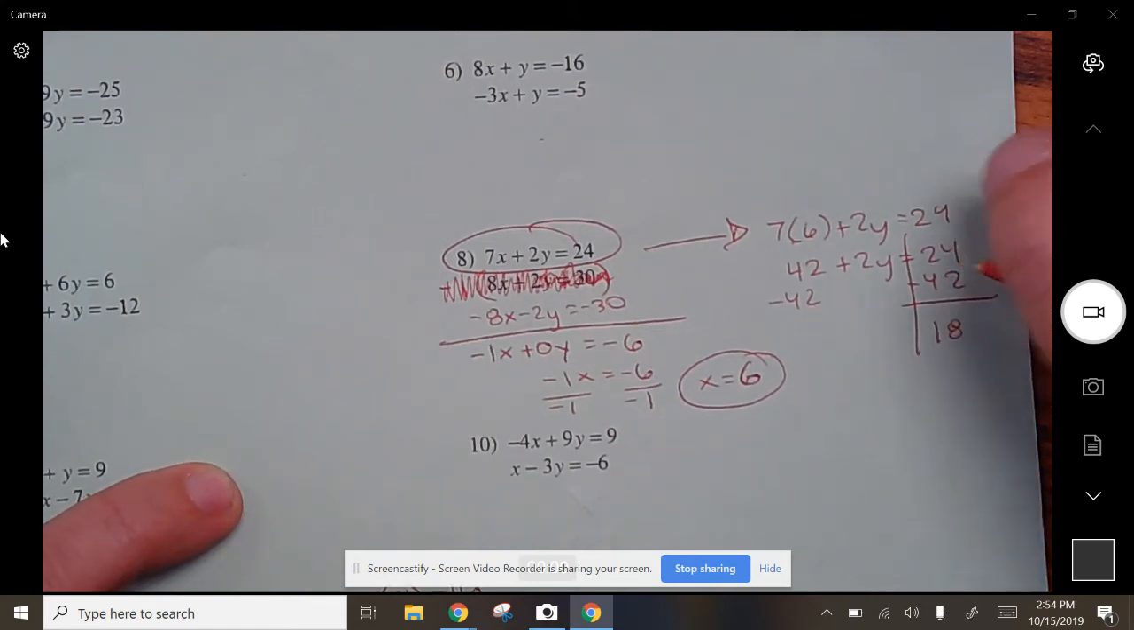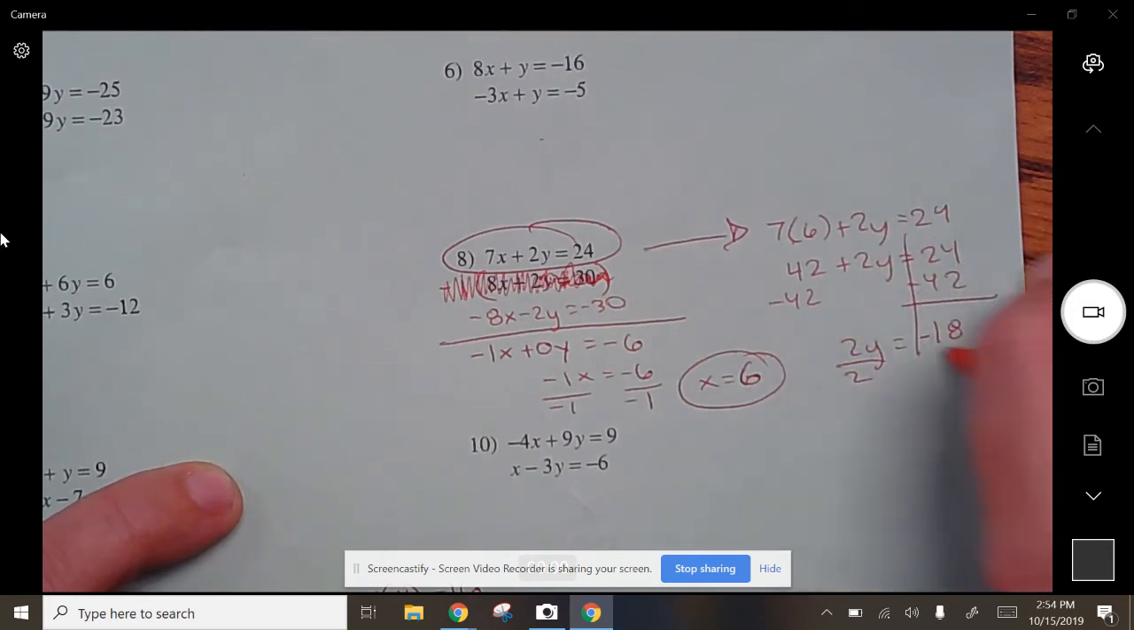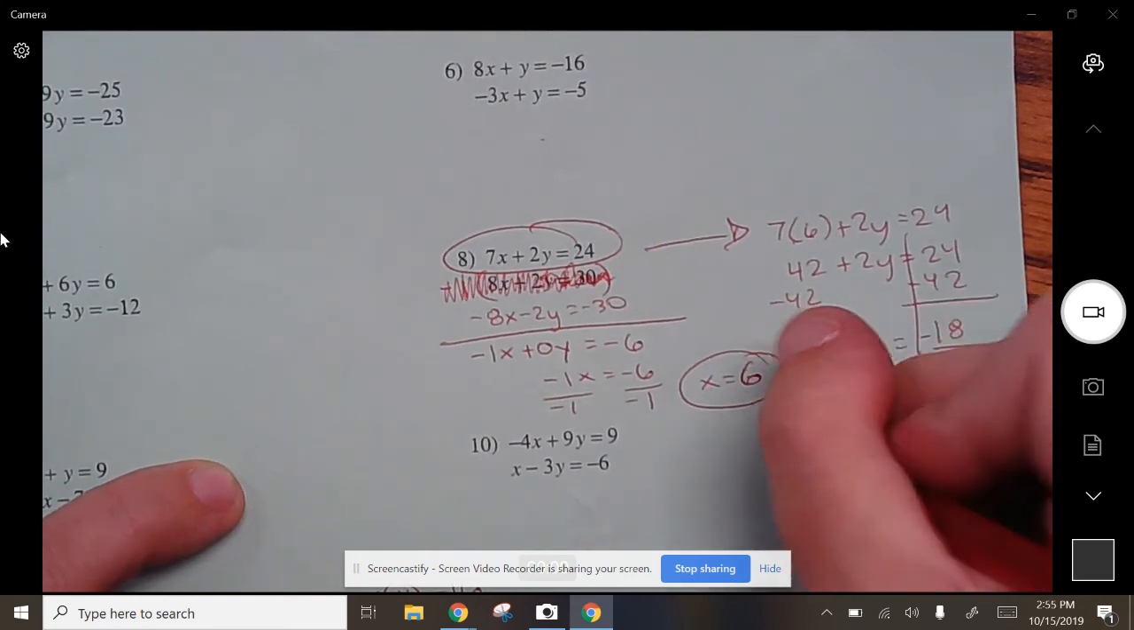Right? Did I do that right? Yep, 18. And it's going to be negative. And then I have 2y equals negative 18. I divide by 2. Y equals negative 9. So write that out as a coordinate, 6, negative 9.